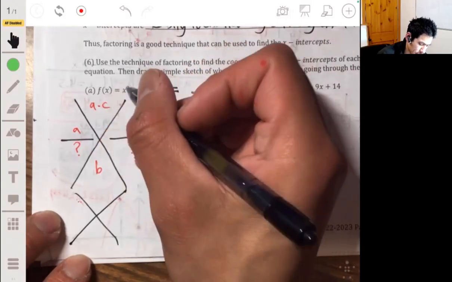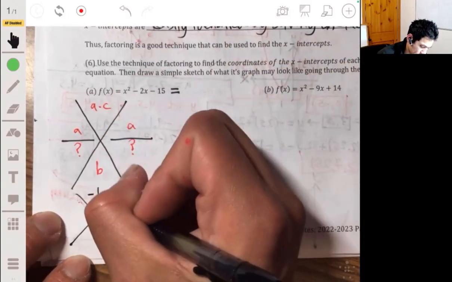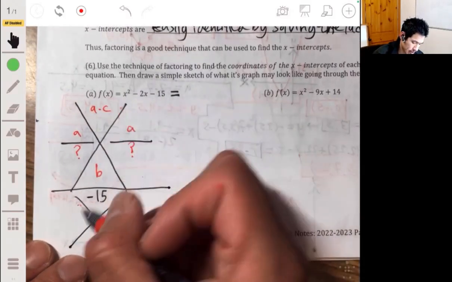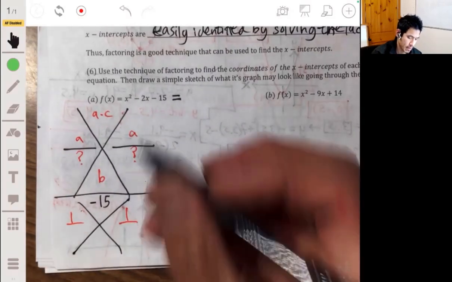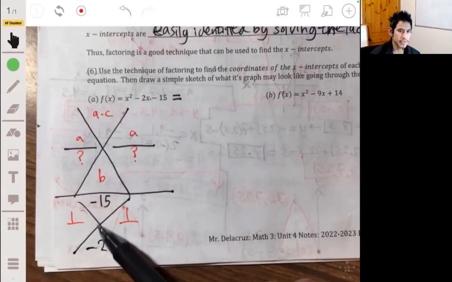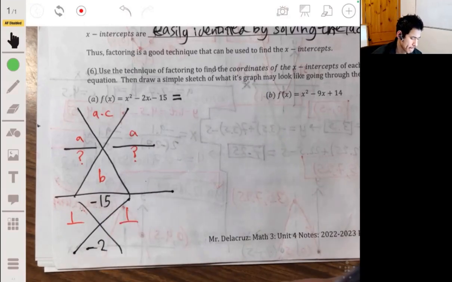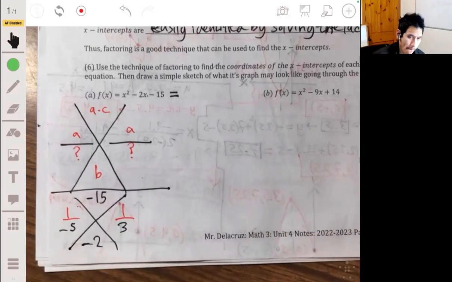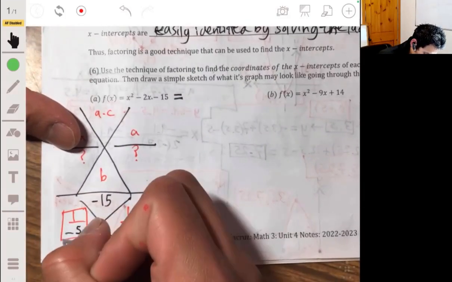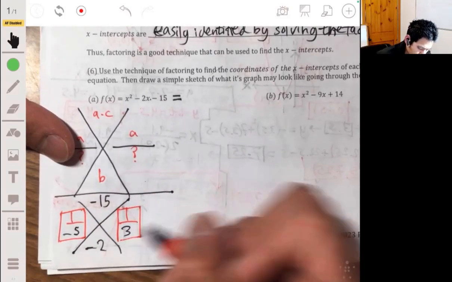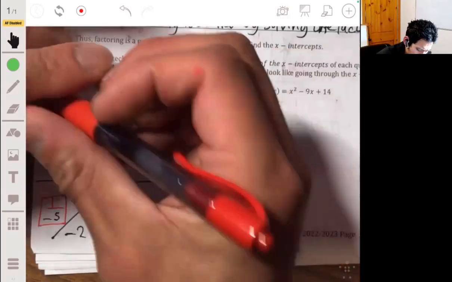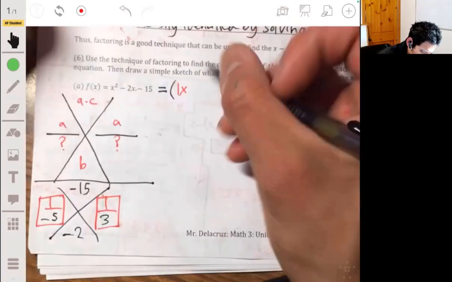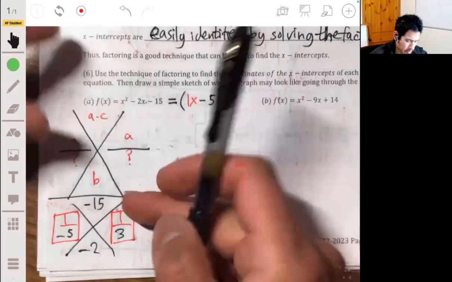A times C will be 1 times negative 15. We'll have negative 15 on top. A is 1, so we're going to have 1 over something, 1 over something. And B is negative 2. So two numbers that multiply to negative 15 and add to negative 2. That's right, negative 5 and 3. And so we're going to use these four numbers, 1, negative 5, 1, and 3, for our factored form. So we're going to have 1x minus 5 times 1x plus 3.